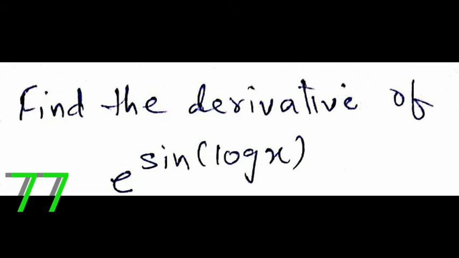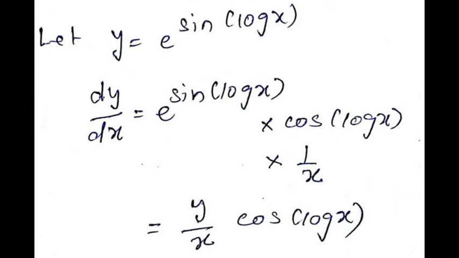Find the derivative of e raised to sin log x. Derivative of e raised to x is e raised to x, derivative of sin x is cos x, derivative of log x is 1 upon x. Therefore, we get the answer y upon x cos log x.